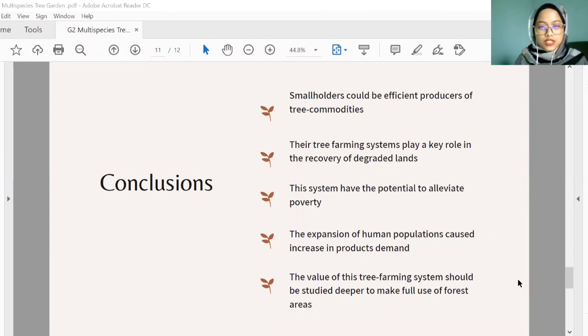As conclusions of this research paper, smallholders could be efficient producers of tree commodities. The tree farming system plays a key role in the recovery of degraded lands. This system has the potential to alleviate poverty. The expansion of human populations caused increase in product demand. The value of this tree farming system should be studied deeper to make full use of forest areas.